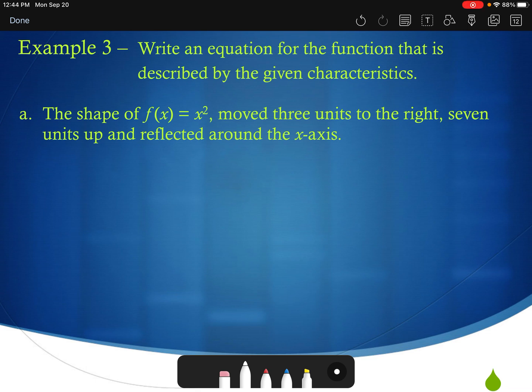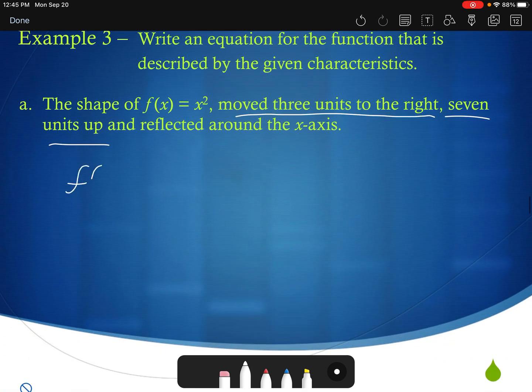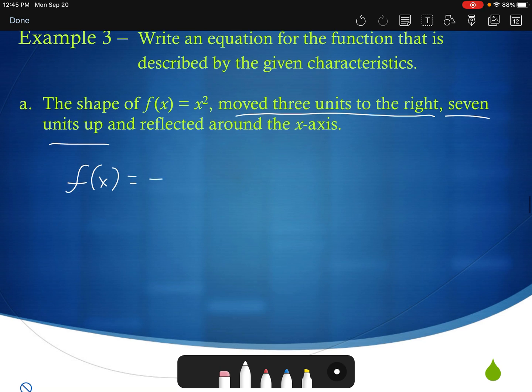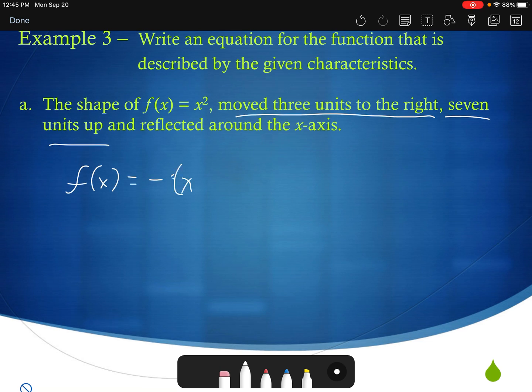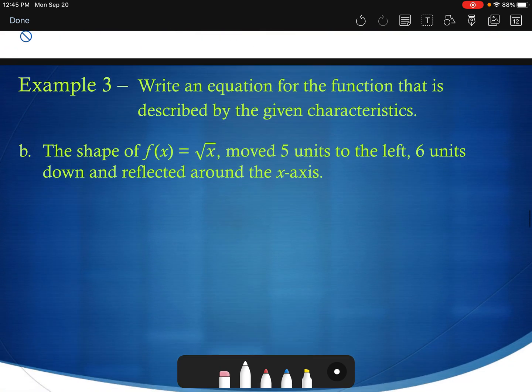So now we're going to write an equation for f of x equals x squared using what they tell us here. Move 3 units right, 7 up, and reflect it around the x-axis. Okay, so x-axis, we negate the whole thing, right? So we're going to negate x, let's see, but we were supposed to move 3 units to the right. So negative of x minus 3 quantity squared. So that gets us our reflection and our movement right. If we're going to move it up 7, it's plus 7. There it is. There's the function.